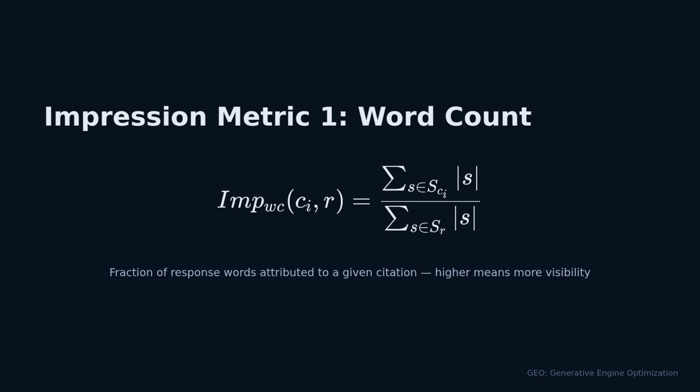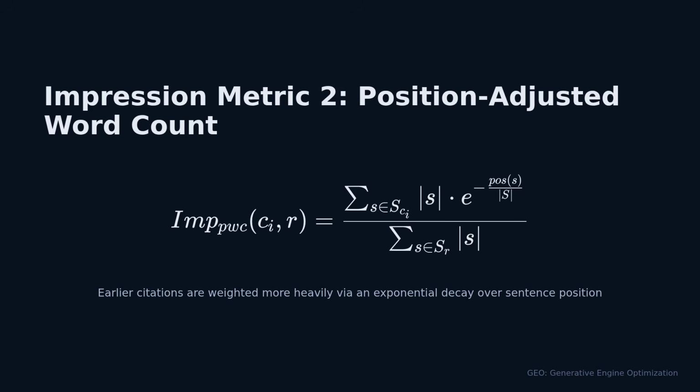The first metric is word count impression. It measures what fraction of the total words in the generated response are attributed to your source. If the AI writes 100 words drawing heavily on your page, your word count impression is high. This formula normalizes your contribution across all sentences in the response, and when multiple sources share a sentence, the credit is split equally. But position matters too.